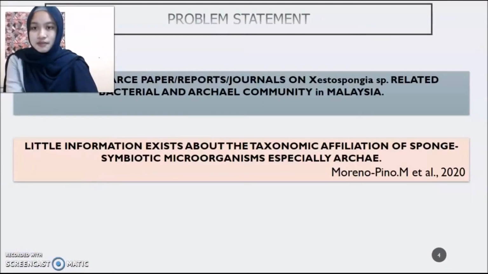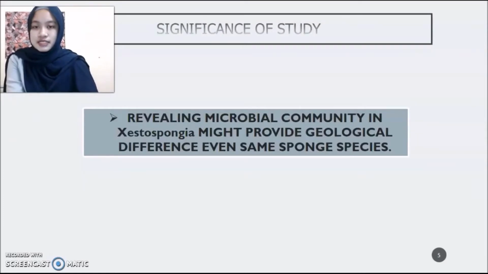The problem statement is there are scarce papers, reports, and journals on Xestospongia related bacterial and archaea community in Malaysia. Then there is little information about the taxonomic affiliation of sponge symbiotic microorganisms, especially archaea. The significance of the study is that revealing the microbial community in Xestospongia might provide geographical difference in the same sponge species.